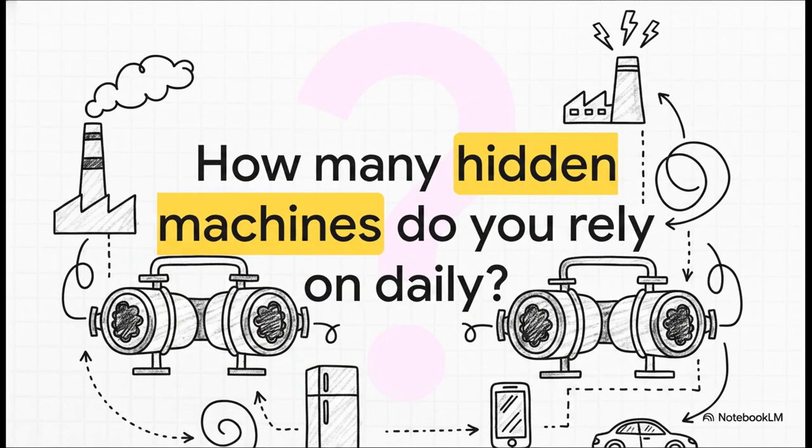Which leaves us with a pretty provocative question. How many of these hidden machines do you rely on every single day? From the power plants generating your electricity to the manufacturing of the everyday products you use, shell and tube heat exchangers are absolutely everywhere. They really are the invisible, brilliantly engineered heartbeat of modern industry.